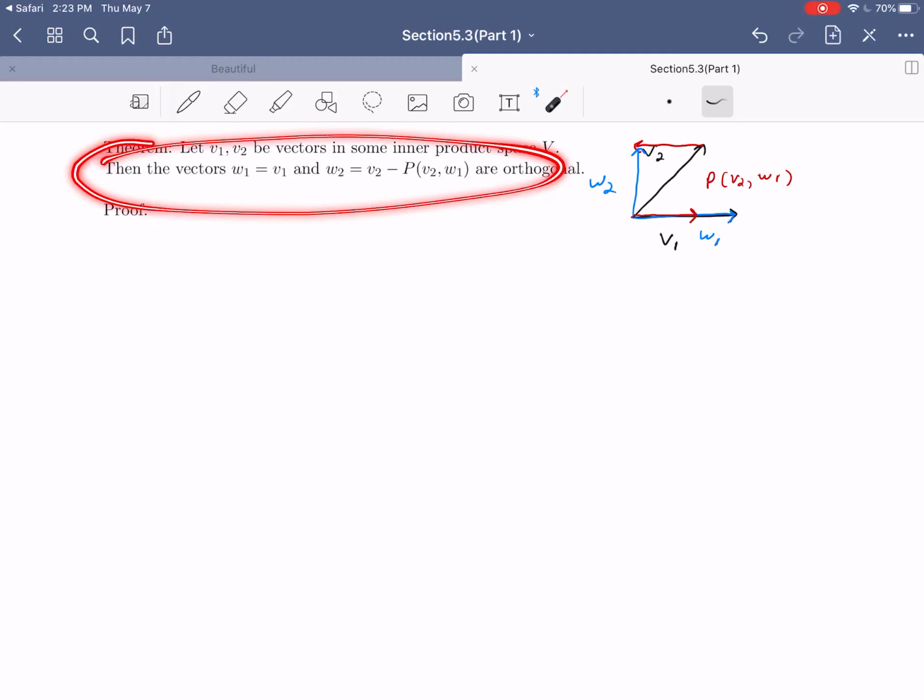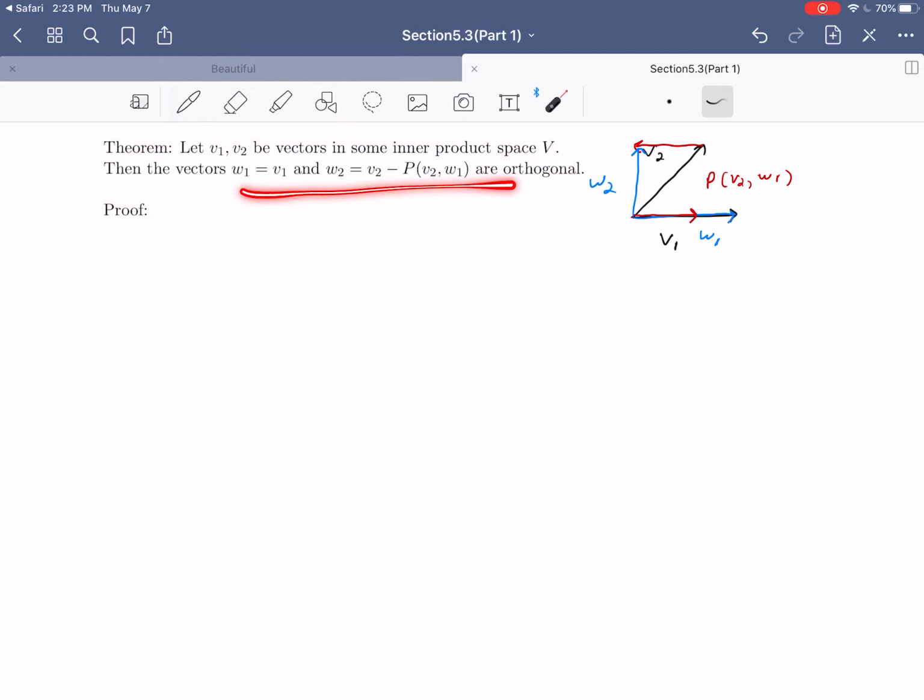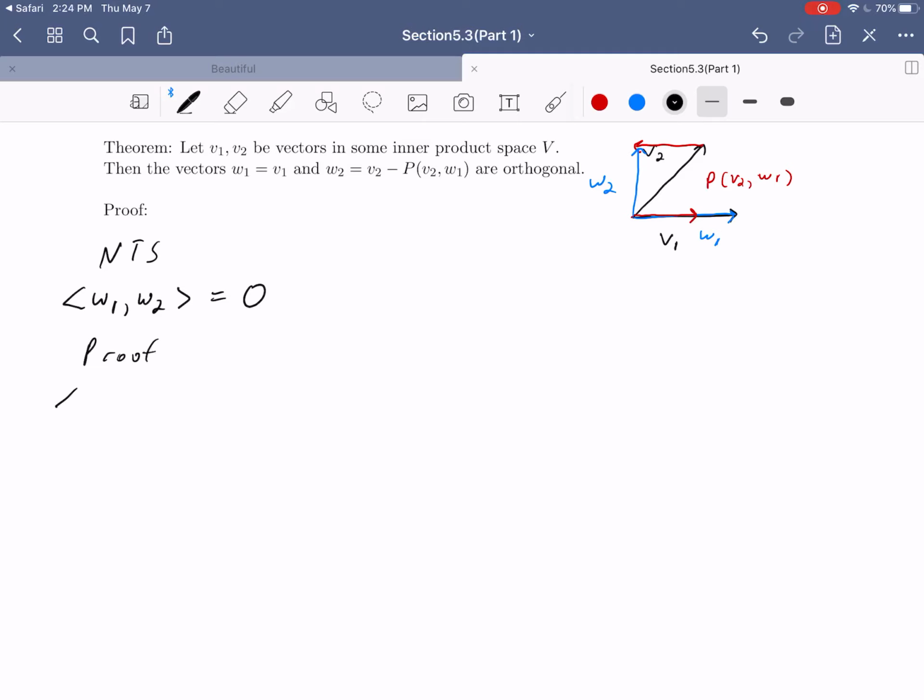And that's all this theorem is basically saying, but in general, not just for 2D vectors with the standard inner product, but for any inner product space. If you remove the projection of one vector along another from the original vector, then you guarantee you have an orthogonal pair. So let's go ahead and prove that. What we need to show is that the inner product of W1 and W2 is equal to 0.